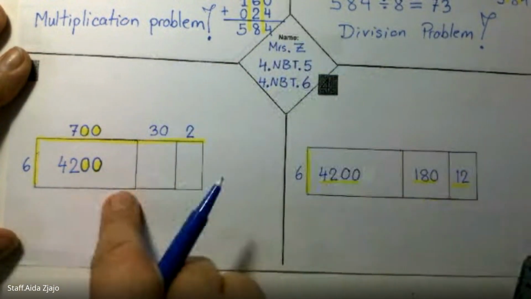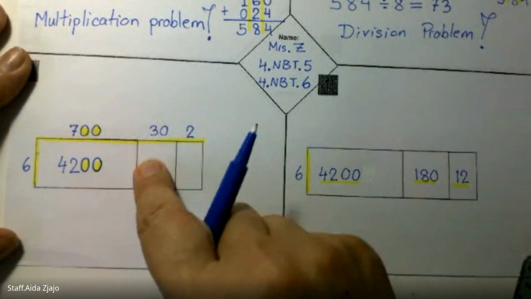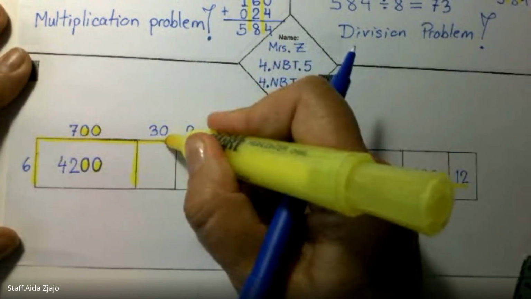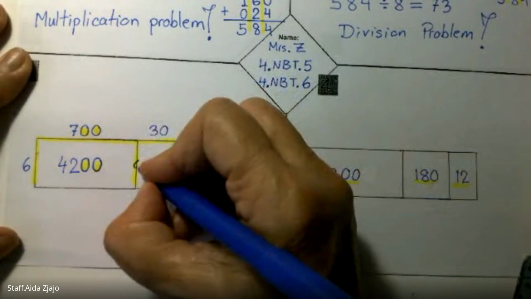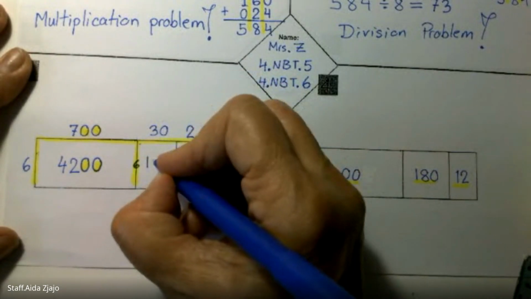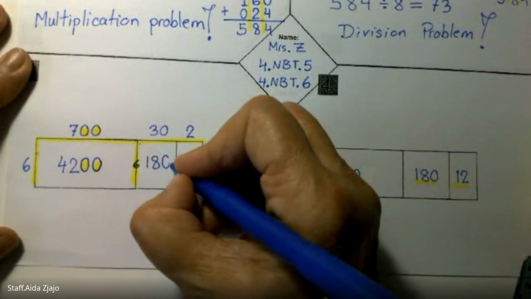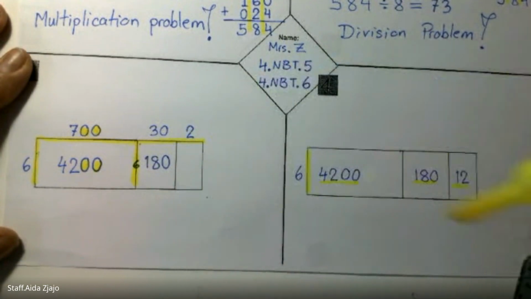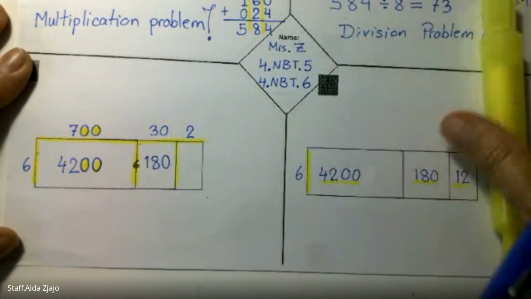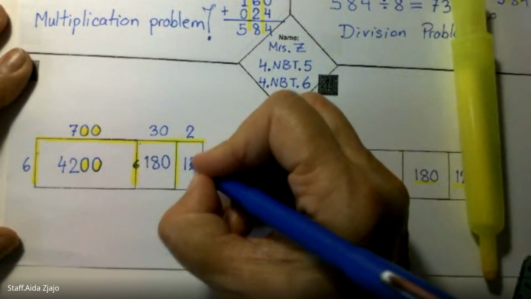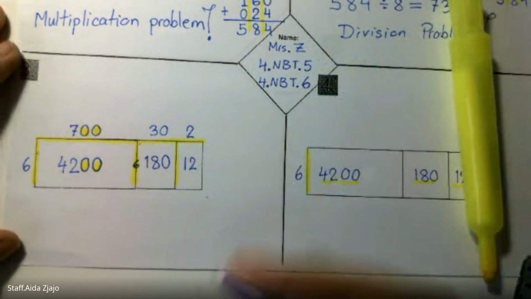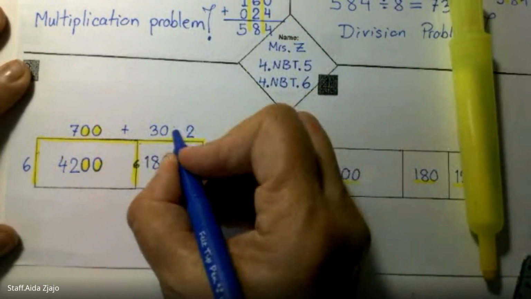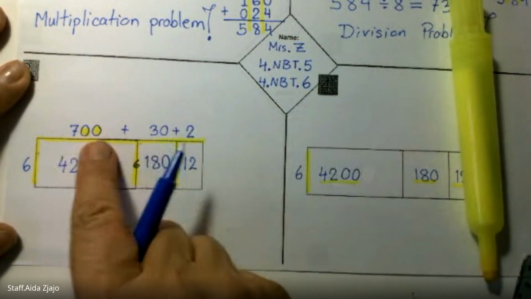Okay, so now you know the first area. This area would also be 6. 6 times 30: 6 times 3 is 18, times 10 is 180, or 6 times 30 is 180. The last part is 6 times 2, which is 12. So now you know your problem was multiplication. It was 700 plus 30 plus 2, which makes 732.